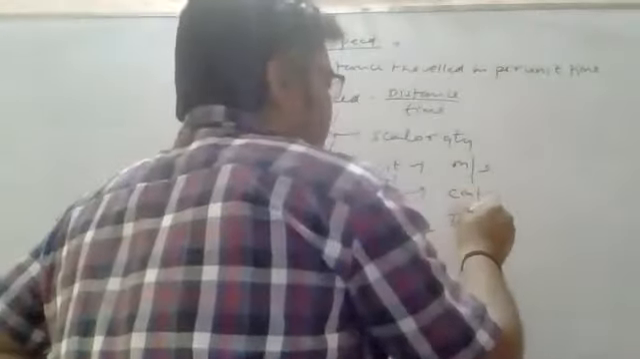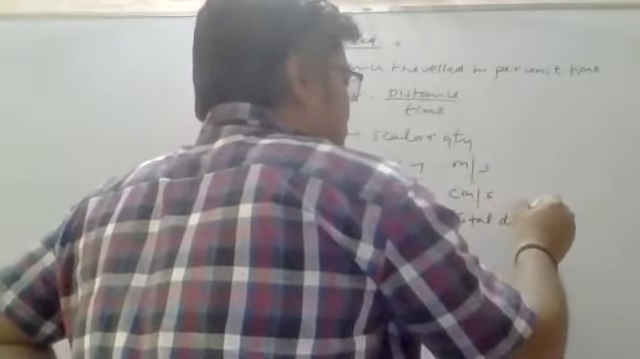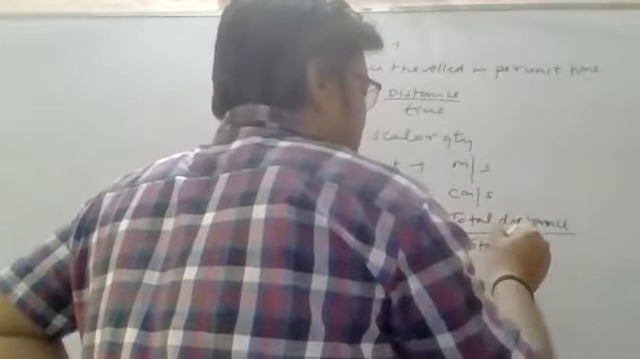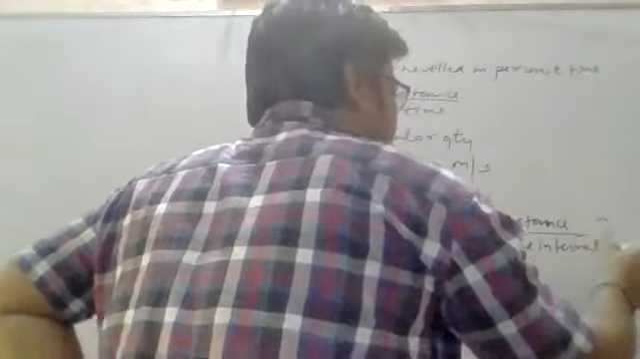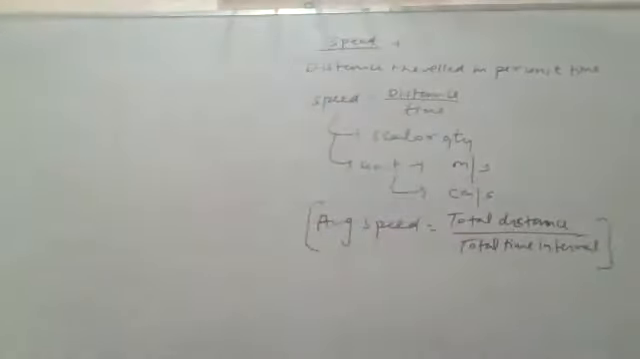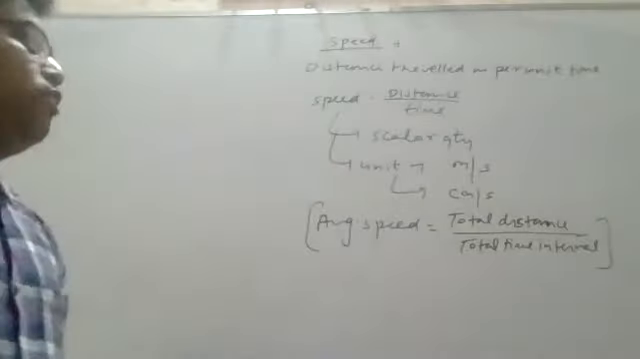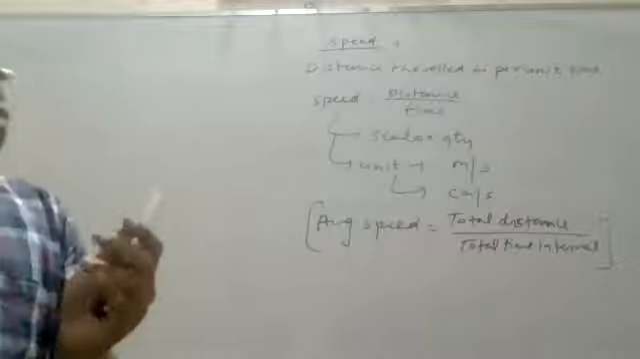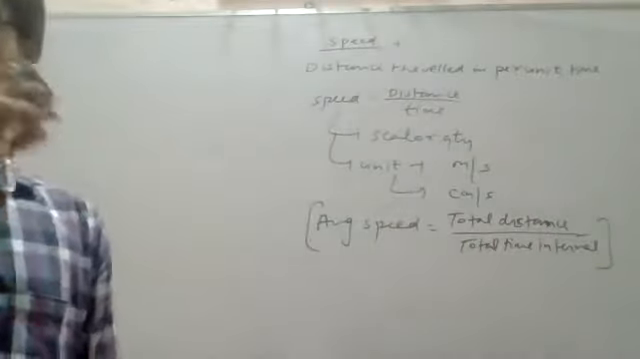How will I calculate average speed? Average speed is the total distance covered divided by the total time taken, the total time interval. This will be called your average speed. Total distance by total time taken, from there you can find the average speed. Average speed is for a time interval.